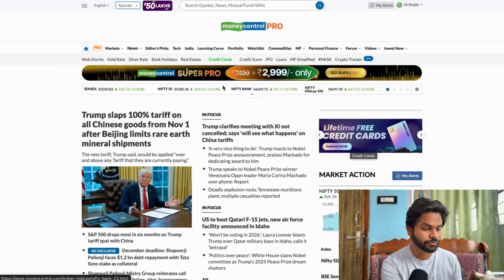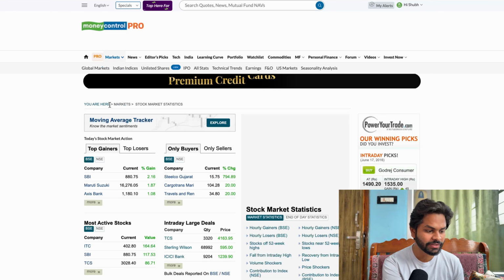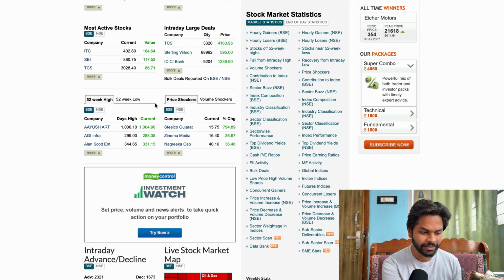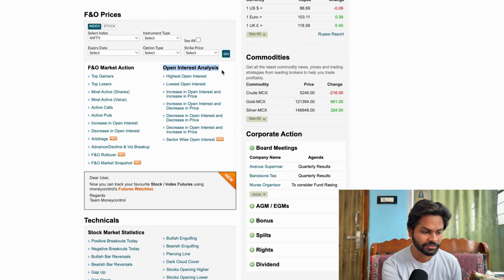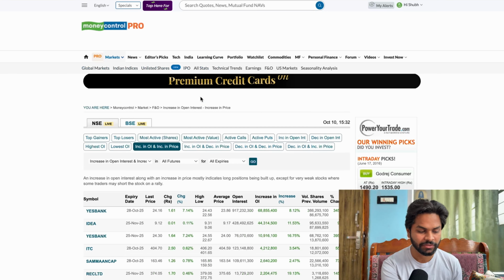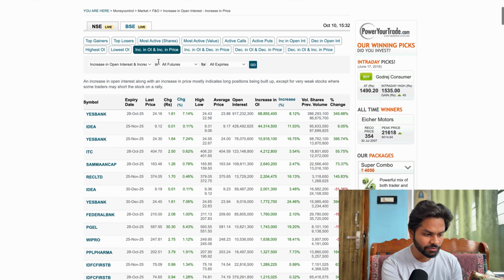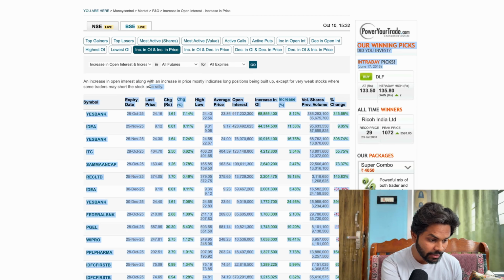Just go to Market and go to All Stats. Once you get in, go down and you'll come to the section Open Interest Analysis. Just click on the third one, Increase in Open Interest and Increase in Price. If you come here, you will see a lot of things. Now, what does increase in open interest and increase in price mean? It will be written here.